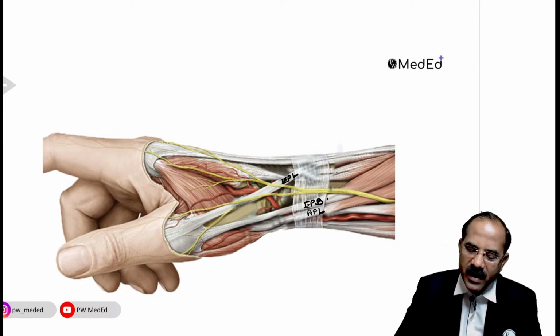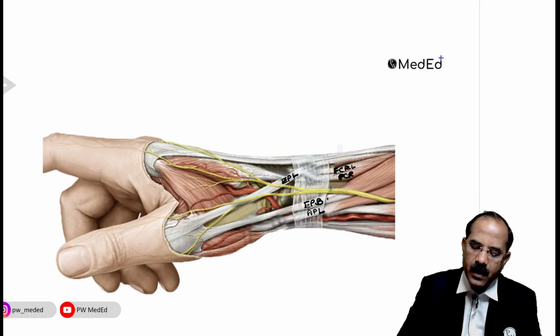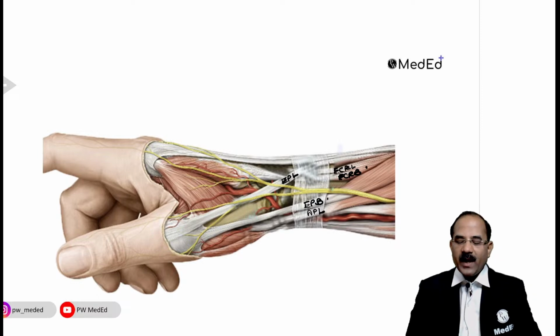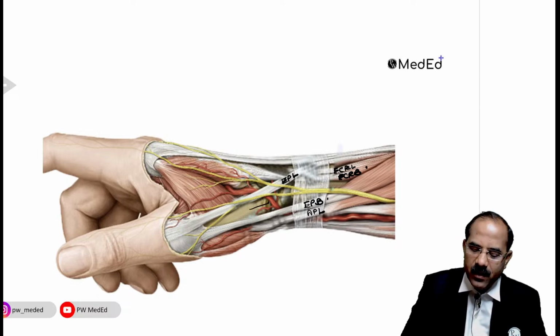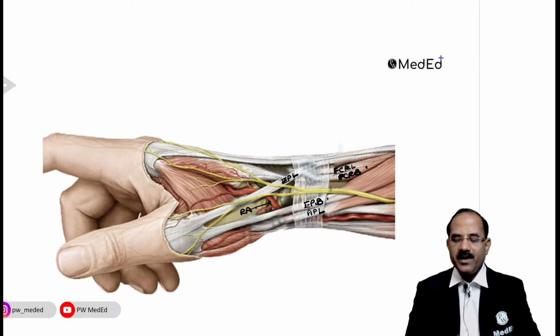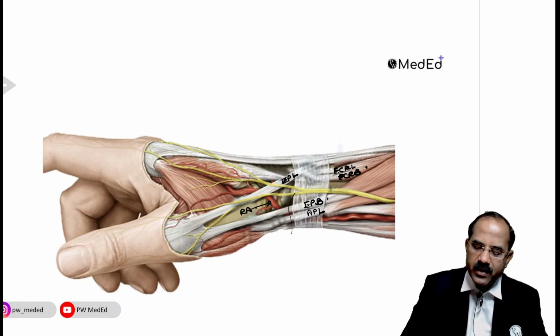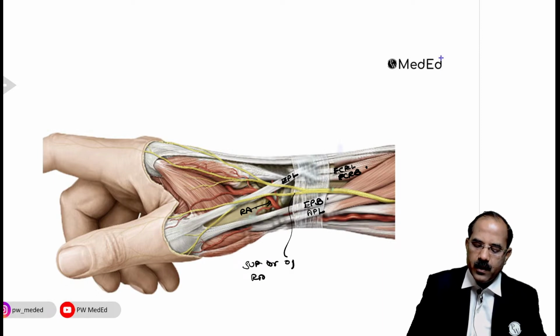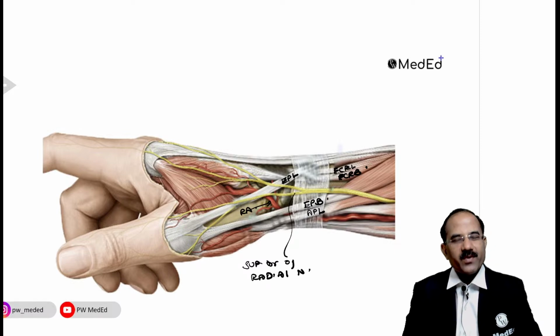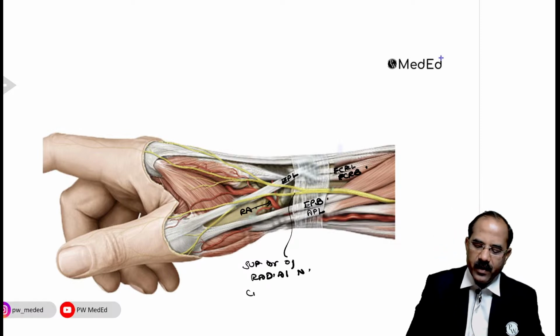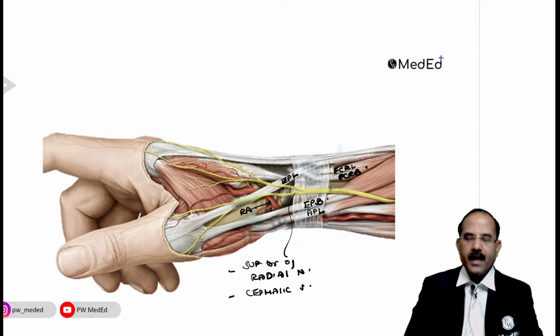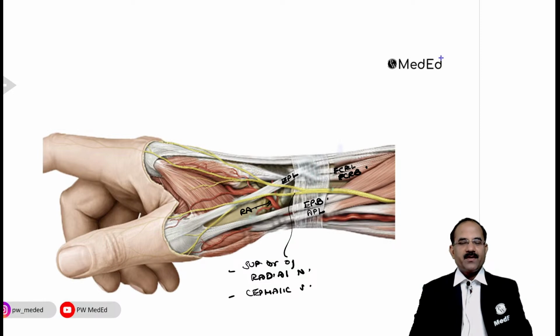And you can see these two tendons in the floor. Ye dekho bachcho, this is ECRL and ECRB, right? And who's the content of the snuff box? Ye kaun hai? That's a radial artery. And what's this nerve in the roof? That's the superficial branch of radial nerve. और कौन होता है इसके साथ? Who else is there? Cephalic vein. Cephalic vein and the superficial branch of radial nerve. Perfect.